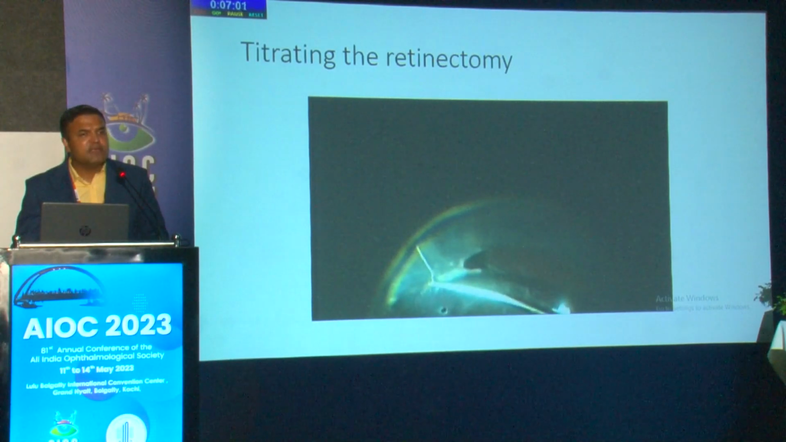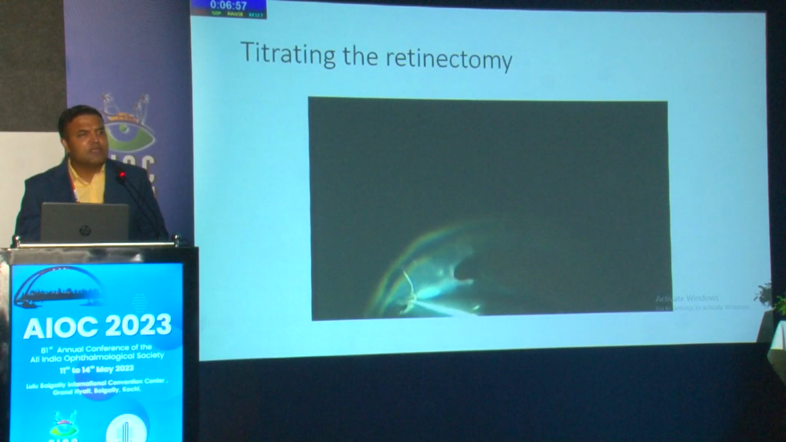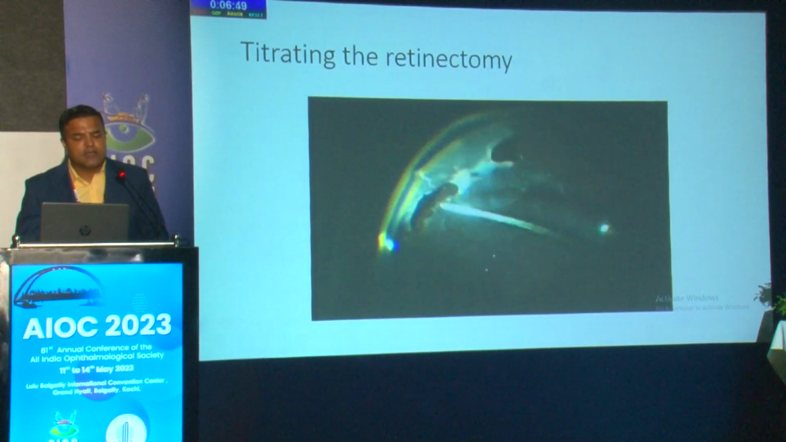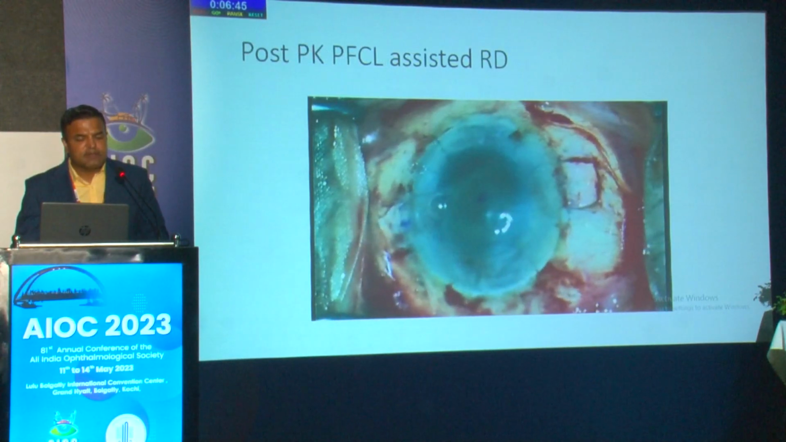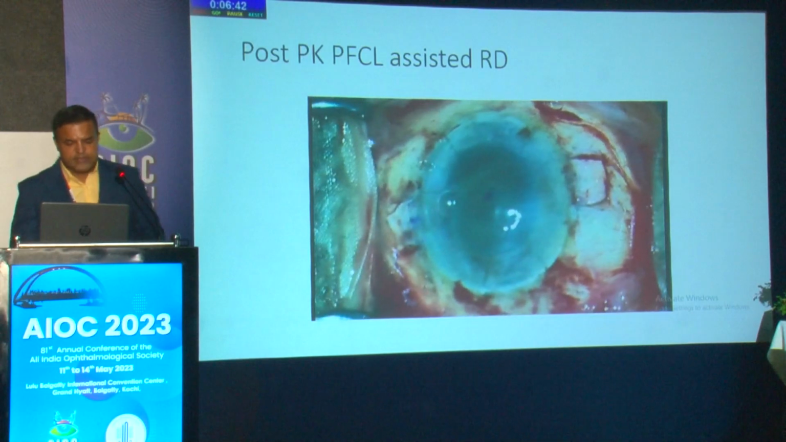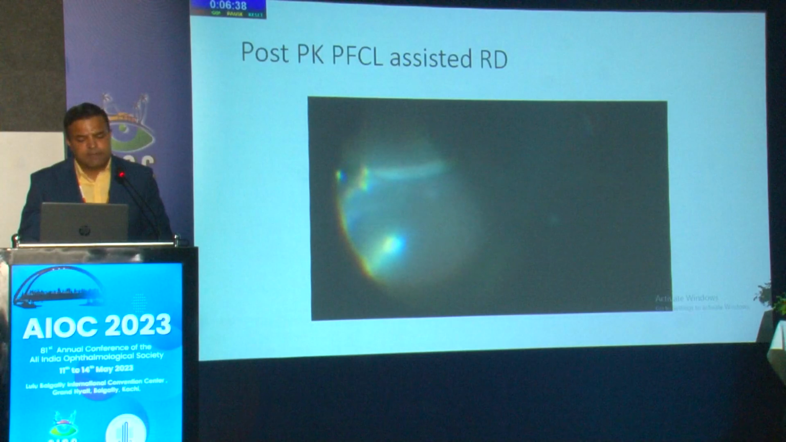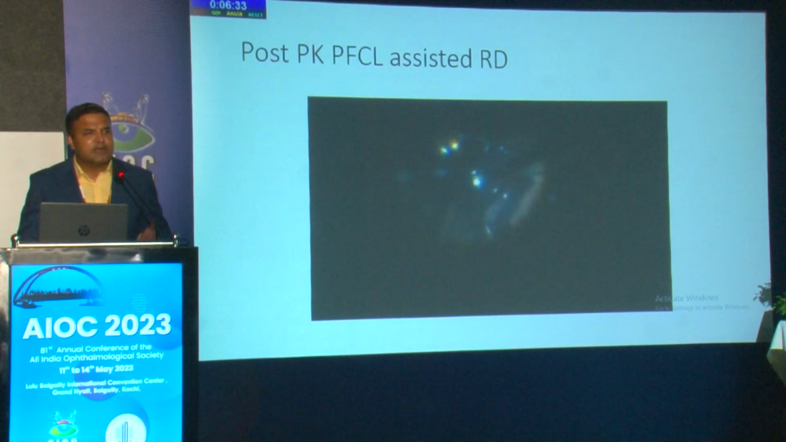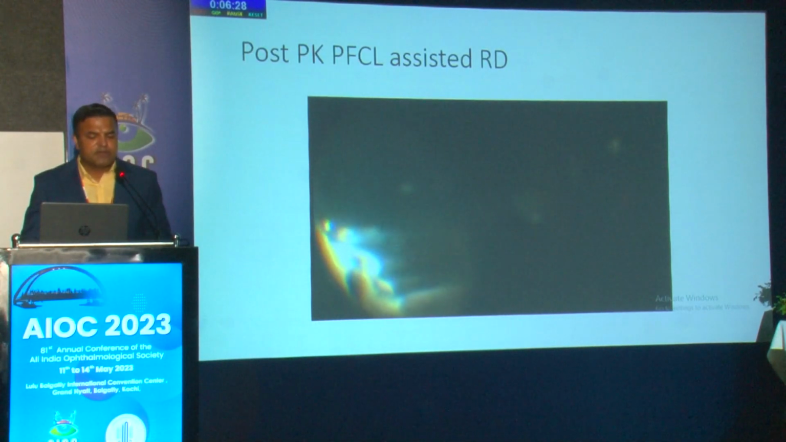Another issue in these cases is in old VRs, how to titrate the retinectomy. So the retinectomy, in our experience, should be titrated under air with a cautery. It helps in reducing the amount of retina lost to the surgery. The corneal incisions can sometimes give way. There is the post-PK PFCL assisted RD. So in these cases, once you have placed a cannula at the corneal junction, it is very unlikely that it will not require a suture. So a suture should be placed in such cases.